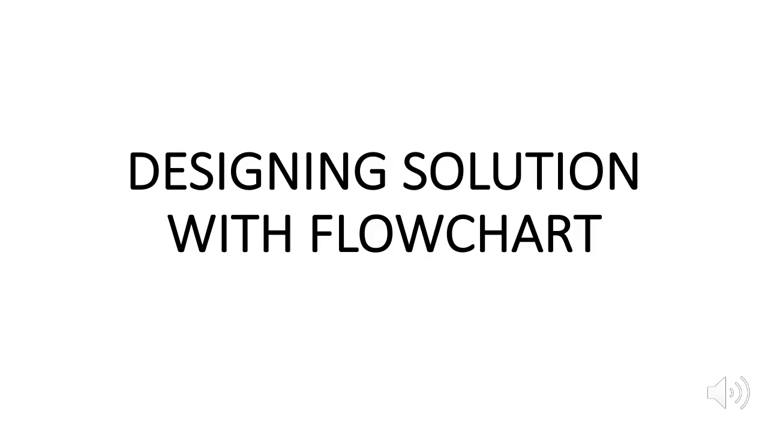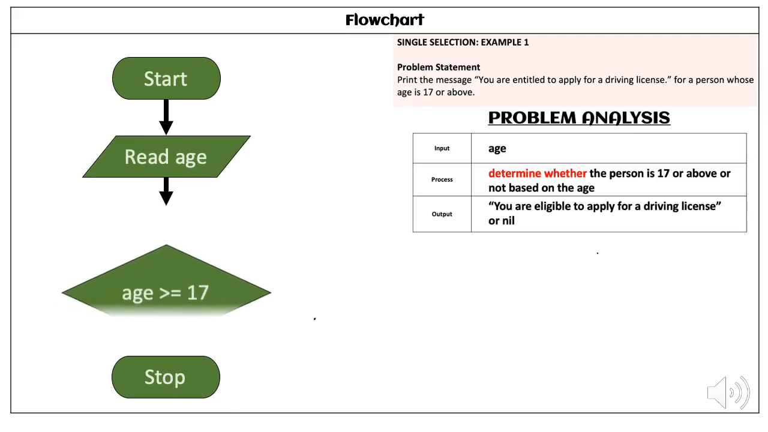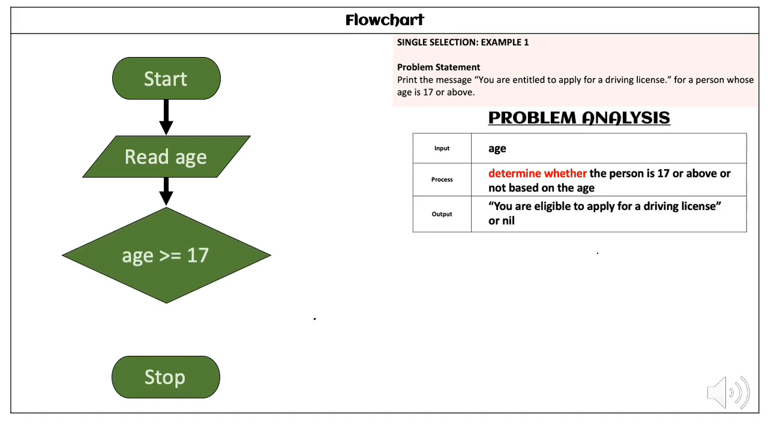Now we have to design a solution with flowchart and pseudocode. But let's see how we do it with the flowchart approach first. Remember, all flowcharts must begin with the start symbol, proceed with the downward arrow, and then the system will read the age of the person and move to the next step. It will check whether the age is more than or equal to 17.